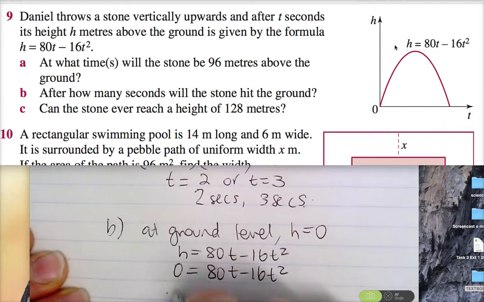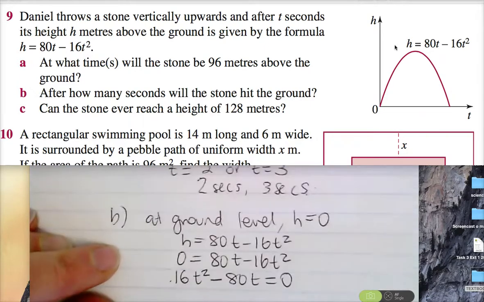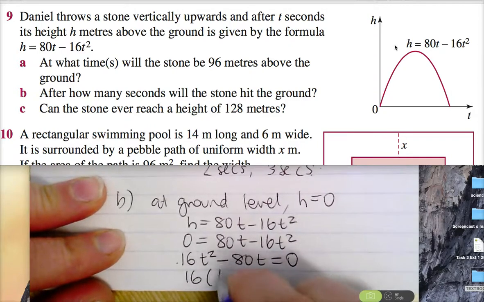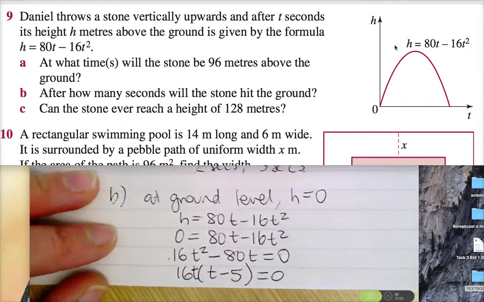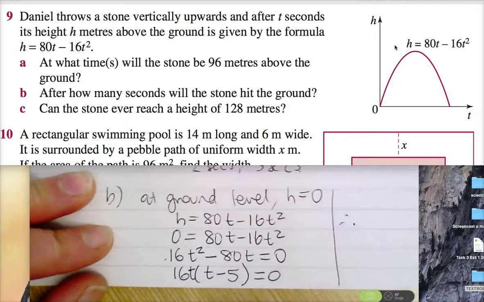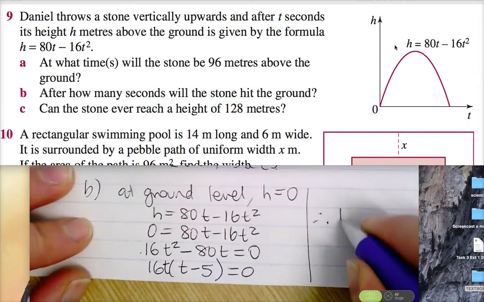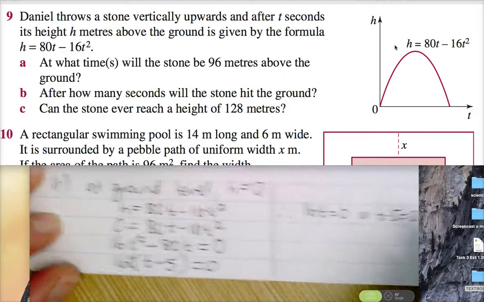All right? So what do we do now, girls? Let's take it all to the other side. 16t squared minus 80t. What can I take out as a common factor? The 16. So it's 16t bracket t minus 5 equals 0. Therefore, girls, I've got two answers. What have I got? 16t is 0 or t minus 5 is 0.